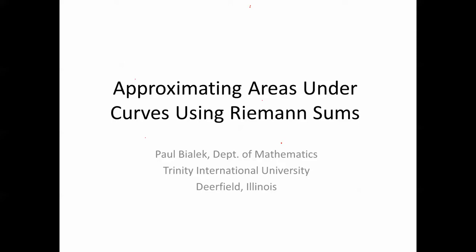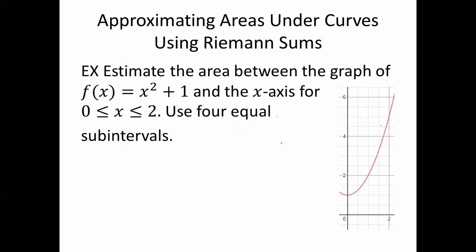Let's talk about approximating areas under curves using Riemann sums. Estimate the area between the graph of f(x) = x² + 1 and the x-axis, for 0 ≤ x ≤ 2, using 4 equal subintervals.